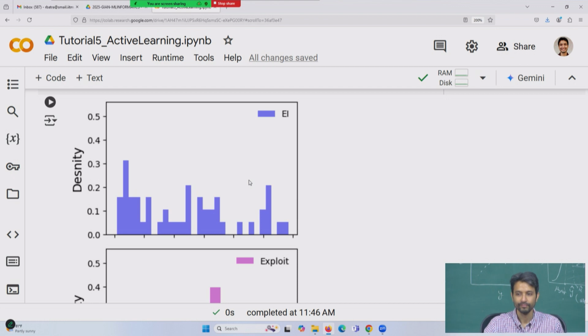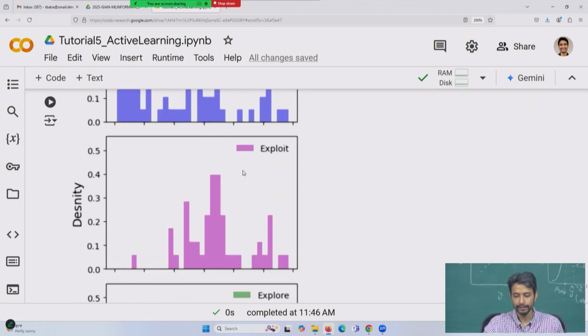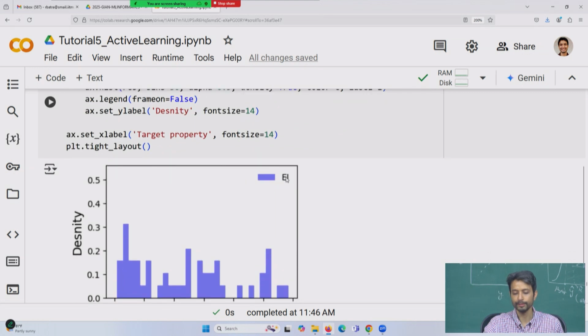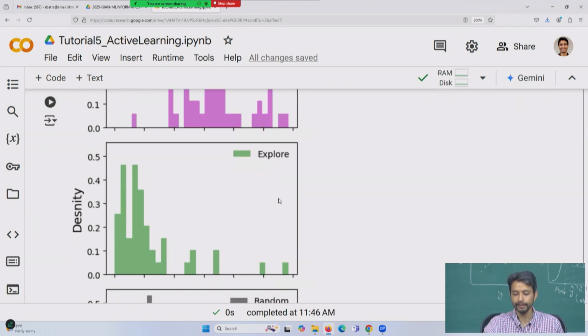Expected improvement will be better. Okay. So why is it better? Most of the cases it is giving higher values. So if you see the best value from expected improvement, exploitation and exploration, all 3 of them, the best value is I think 11.7 band gap, which is the highest band gap. So actually all 3 of these approaches were able to find the best possible material. So on that parameter, all 3 of them are good.